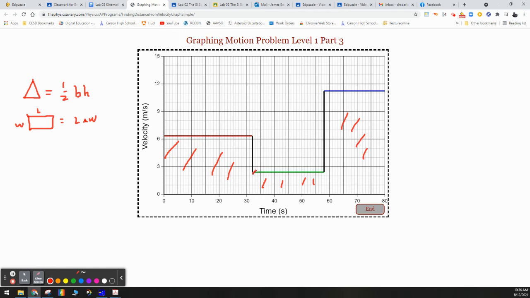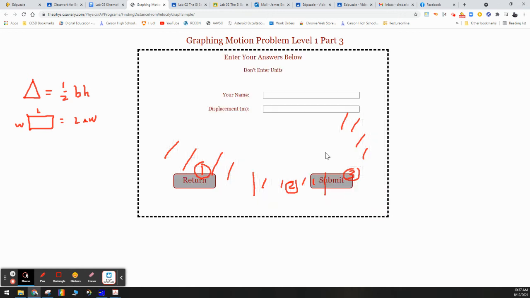This to me looks like an area. I would find this area here, which we'll call number 1. I would find this area right here, which we'll call number 2. And I would find this area here, which is number 3. So these are areas under the curve. I would find these areas and add them all together. Once I add them together, I would put my displacement here. So area under the curve is displacement.